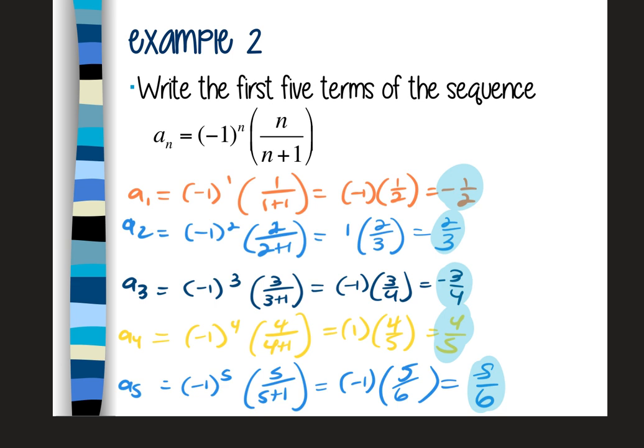The other thing is notice that my numerators are increasing by 1 and my denominators are increasing by 1. So if you see n over n plus 1, that's one of the ways that can happen. There are questions in which you're going to have to figure out your pattern, and sometimes paying attention to stuff like that is helpful.